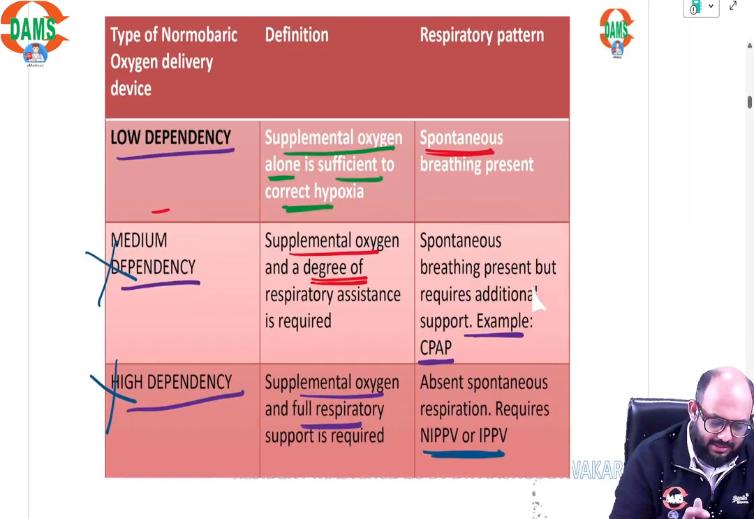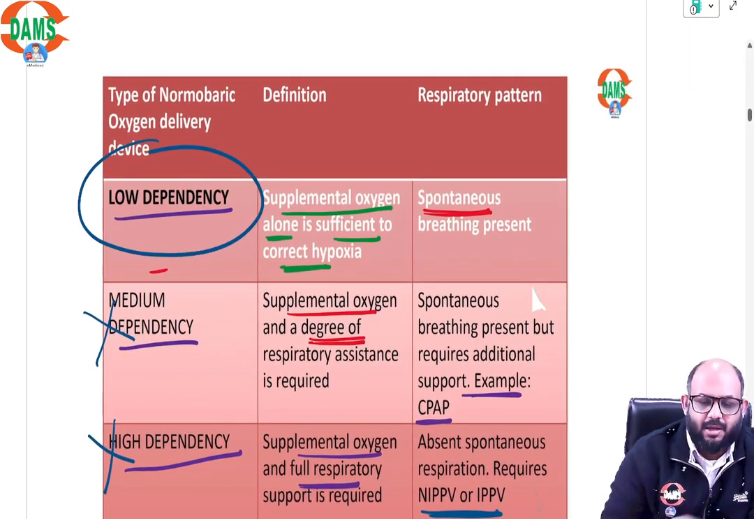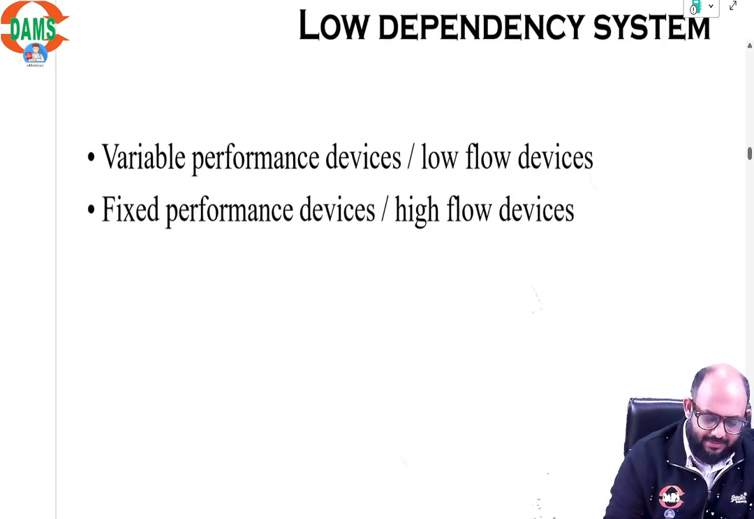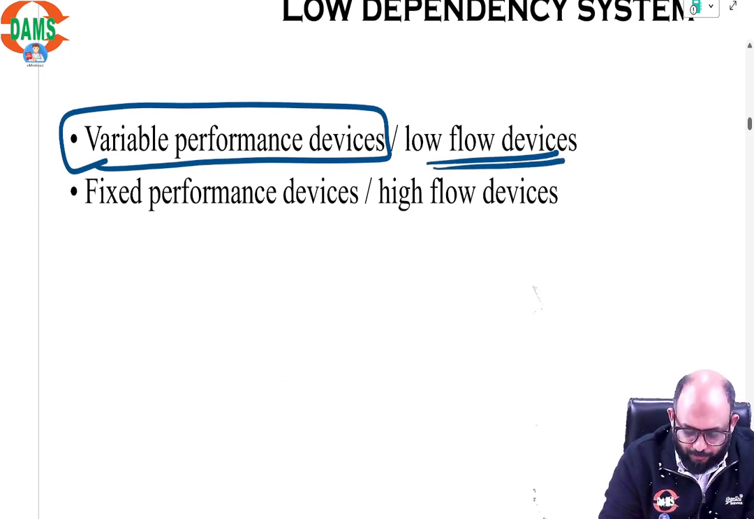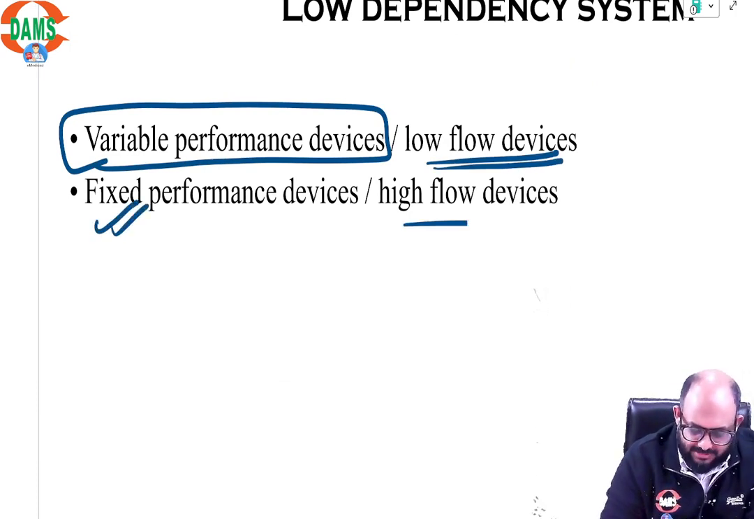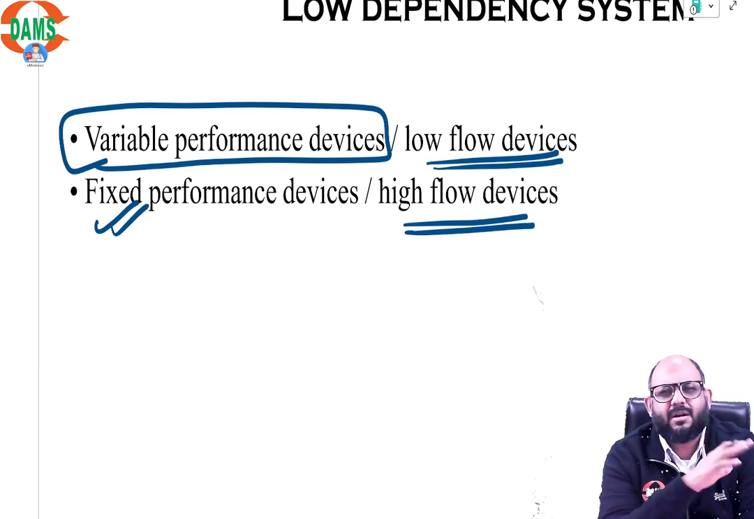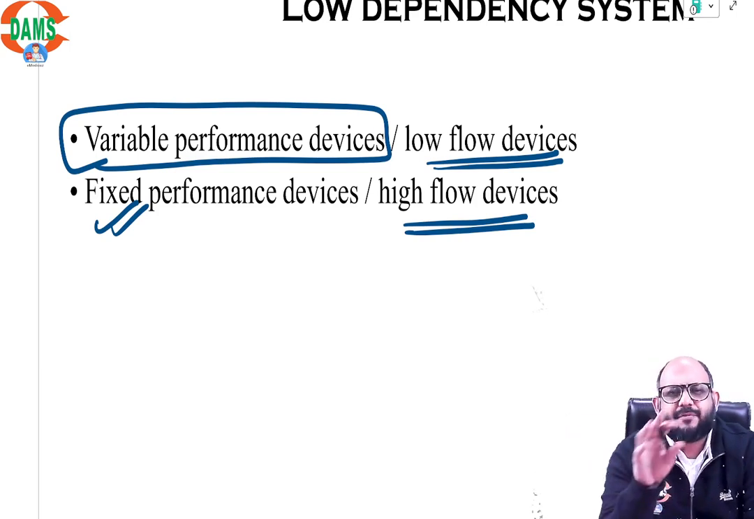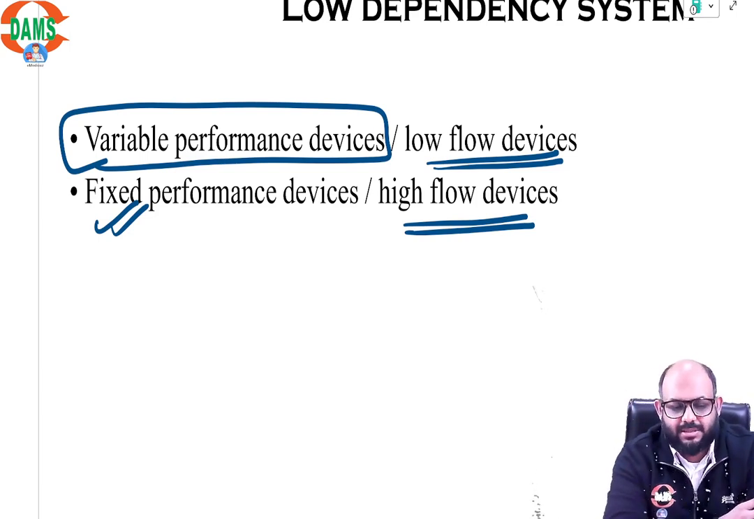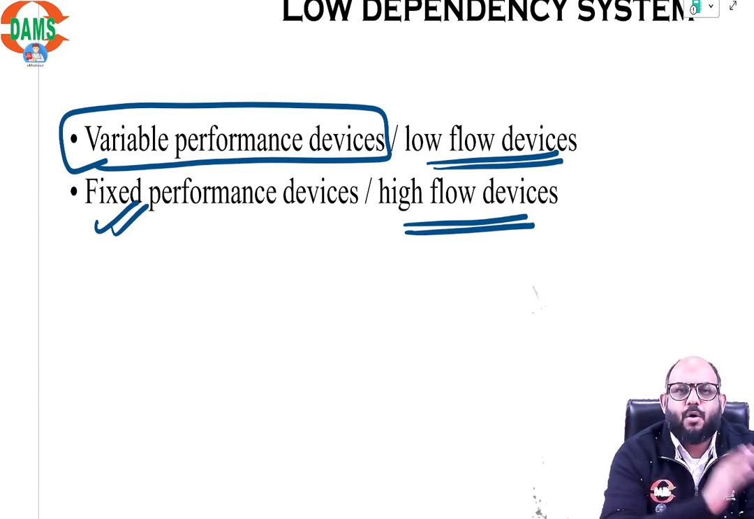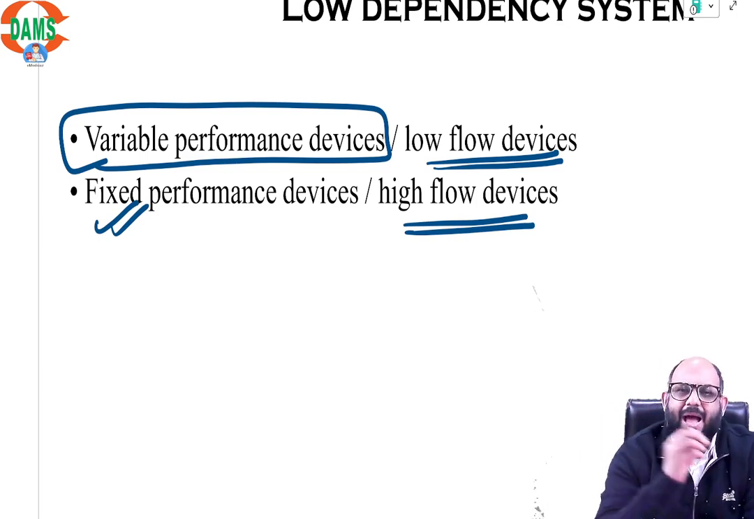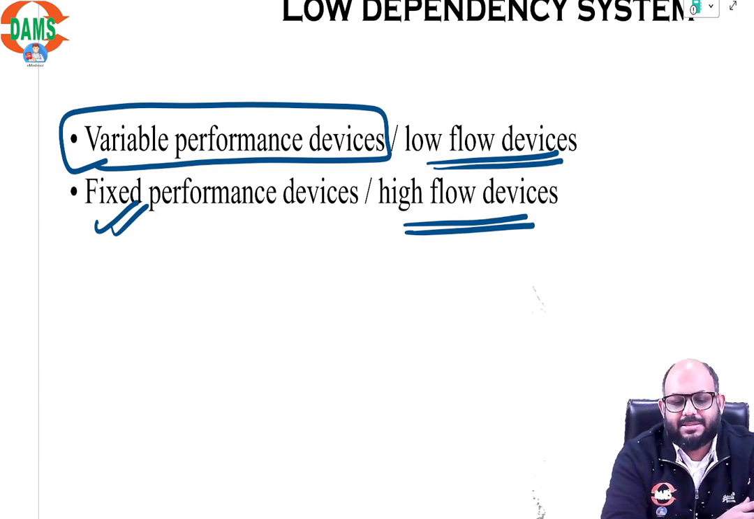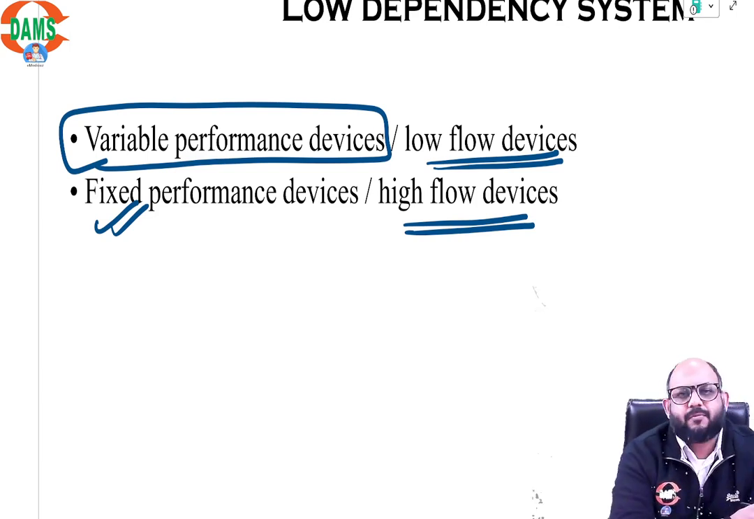We are going to discuss the low dependency devices, which are the variable performance device called low flow devices, and then fixed performance device, that is high flow. Now there are a lot of books, and every book has a little bit different aspect of what is a low flow device and what is a high flow device. But in the Oxford Emergency Medicine and Critical Care textbook, I found their justification to be the best.